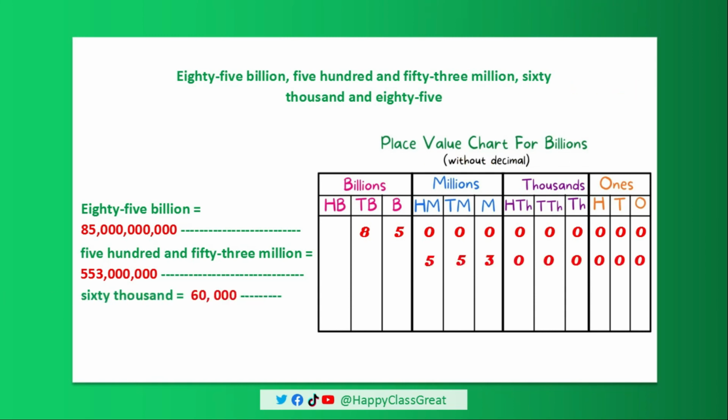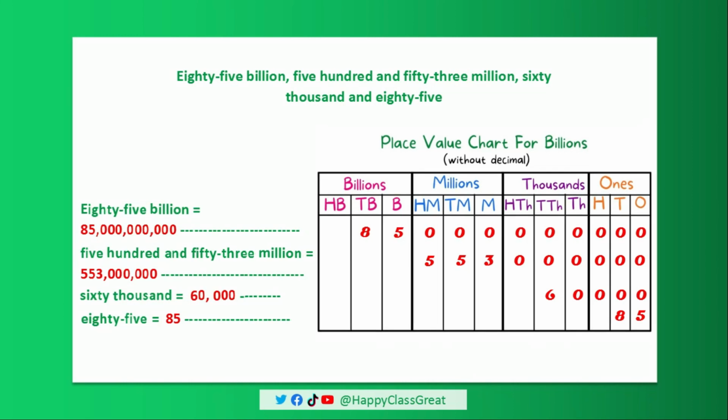60,000, and that is how you write it, and that is placed in the place value chart like so. And followed, the last one is 85, which is just 8 and 5, and that is how to place it in the place value chart. And together you list it downward like this, which is 85, 553, 060 and 085. Now let me show you what it is in the next slide.